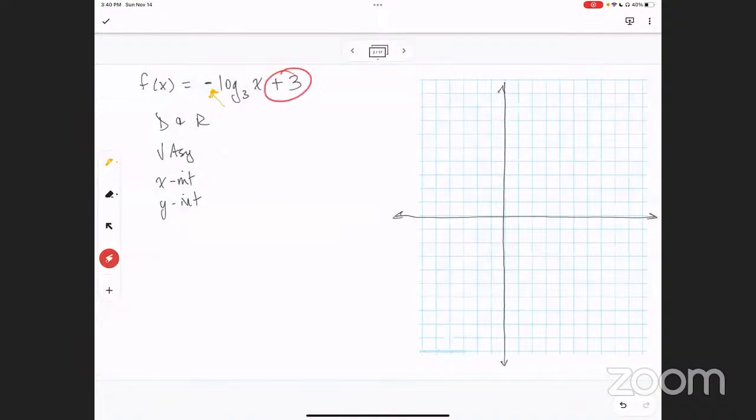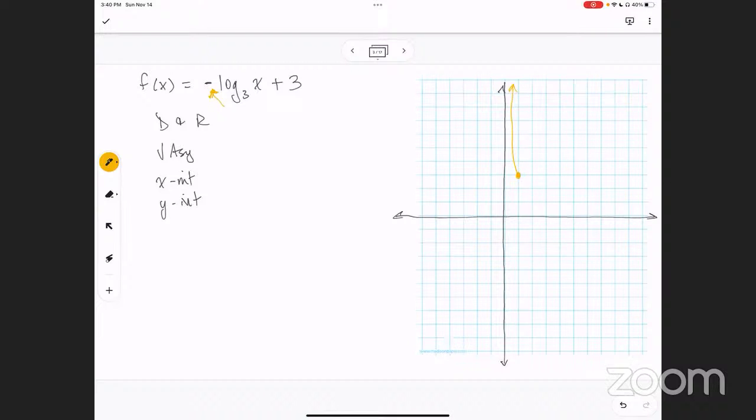And what does this +3 do to it? The +3 shifts it up by 3. Good. And up by 3 is going to mean it's going to go up. So the point that was at 1, 0 is going to be at 1, 3. Yeah. Right? And it's still going to be approaching like this.